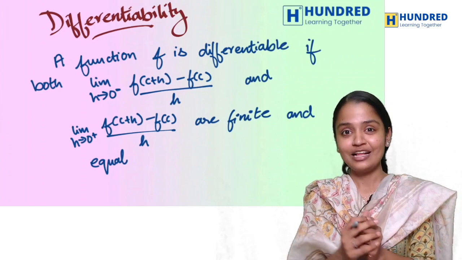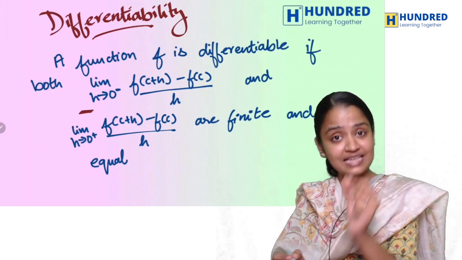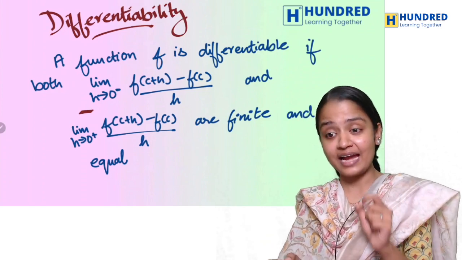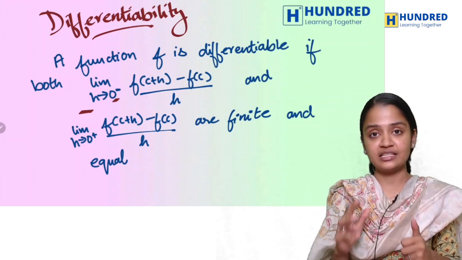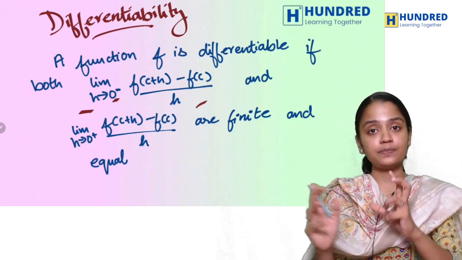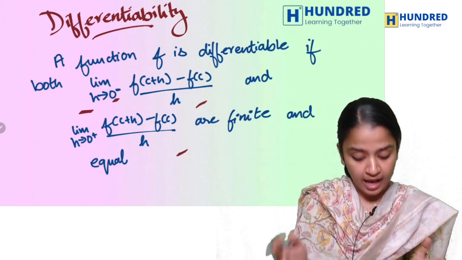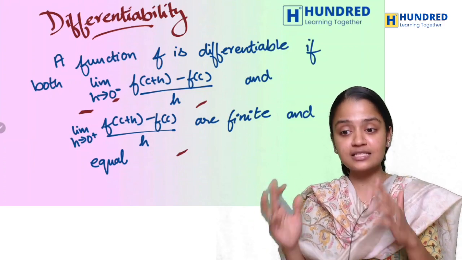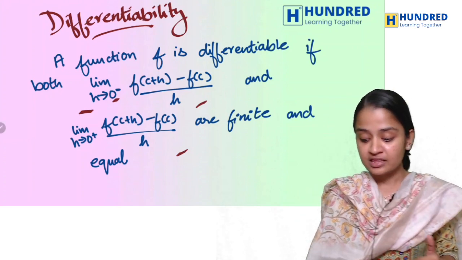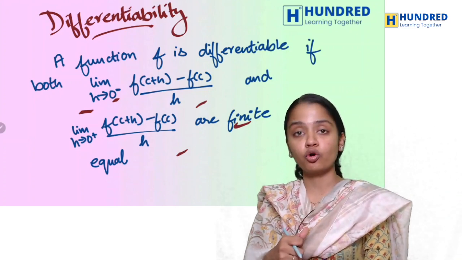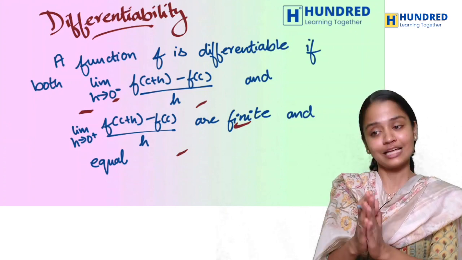Okay, now differentiability. When do you say a function is differentiable? A function is differentiable if both your left hand derivative, which is the limit as h tends to 0 minus of f of c plus h minus f of c by h, and your right hand derivative, the limit as h tends to 0 plus of f of c plus h minus f of c by h, are finite and equal. So these are the conditions for you to check if the function is differentiable.